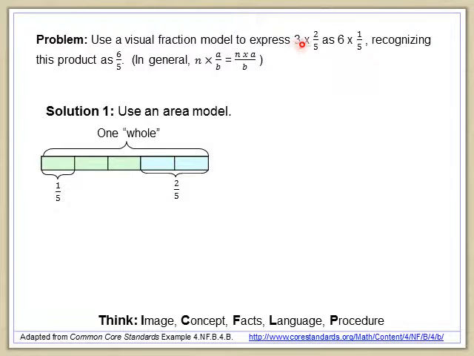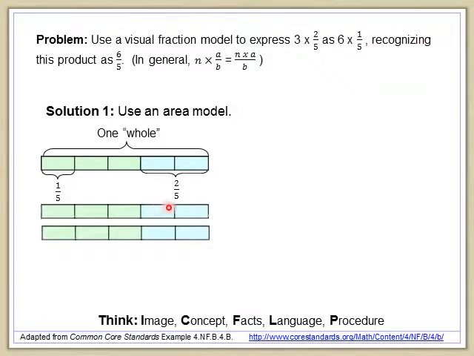And now the idea is to multiply that by 3, 3 times 2/5. Well, to do that we can replicate this 2 more times. So there's 2 more versions of 2/5, and the blue shaded region represents 3 times 2/5. Well, we can also write that, notice, as 3 with a parentheses 2/5. We want students to be comfortable with either notation here.